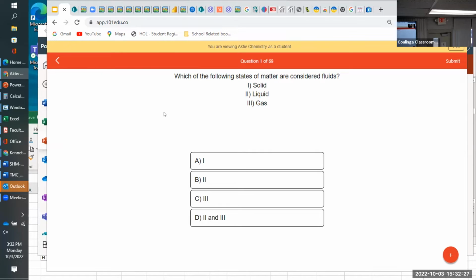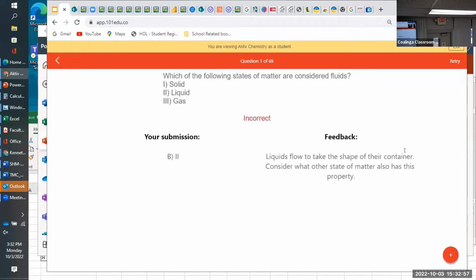Okay, so let's start off here. Which of the following states of matter is considered fluid? B. Wait, hold on. It's B. You said D? I said B. I said E. Okay, so everybody say B? We have B and D. We have two B's and D's. Okay, so submit it. No way, D. That's crazy.